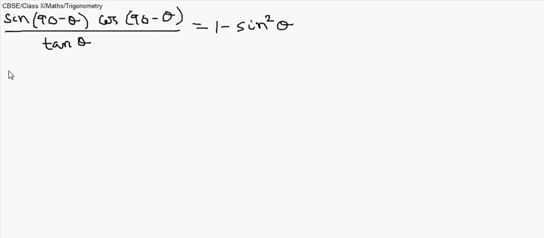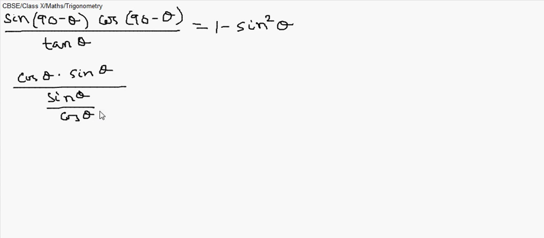I say this is a very simple one. Sine 90 minus theta gives you cos theta. Cos 90 minus theta gives us sine theta. Tan can be written as sine theta by cos theta. Now, if I reciprocate it, I'm getting sine theta cos theta, which was there already, and now reciprocating this denominator, I get cos theta by sine theta.